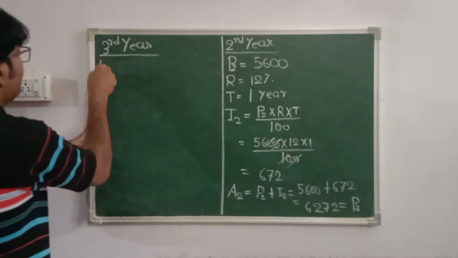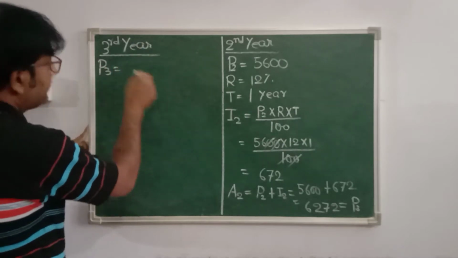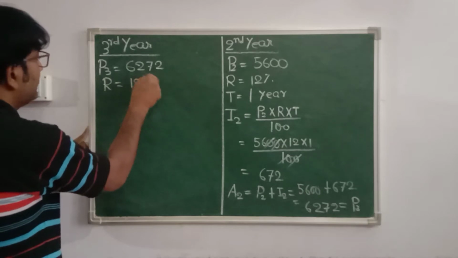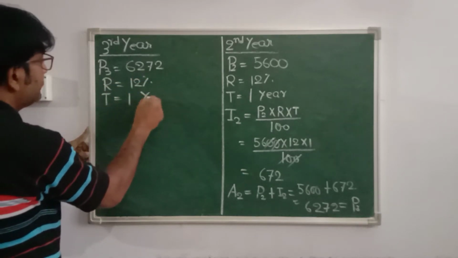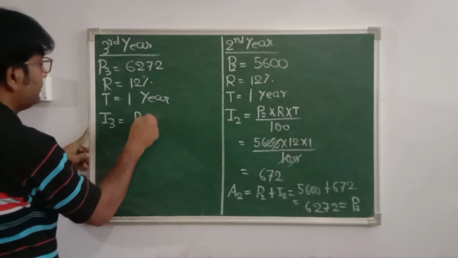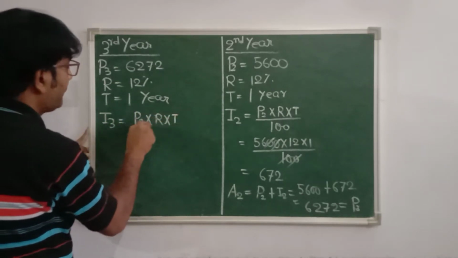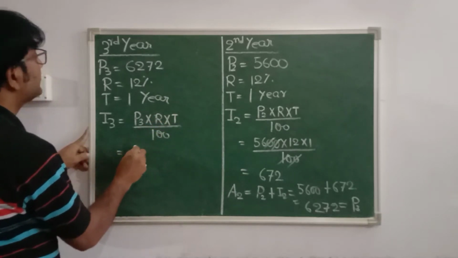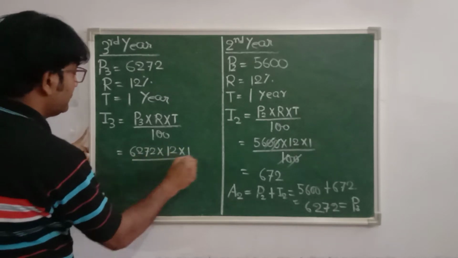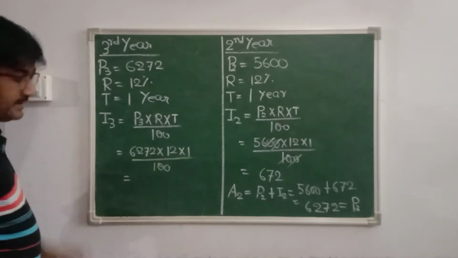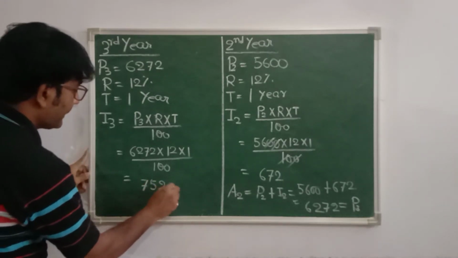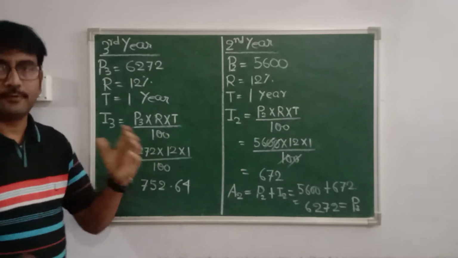So in the third year we have P3, that is the amount of the previous year, that is 6,272, rate 12%, T is 1 year. So what is your interest? P3 into R into T divided by 100. So this is 6,272 into 12 into 1 by 100, and that comes to 752.64. So this is the interest I3 for the third year.